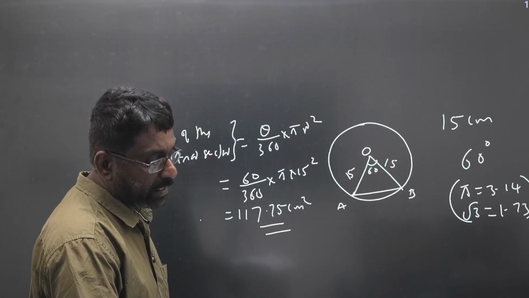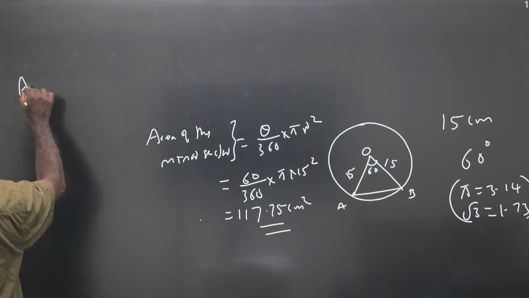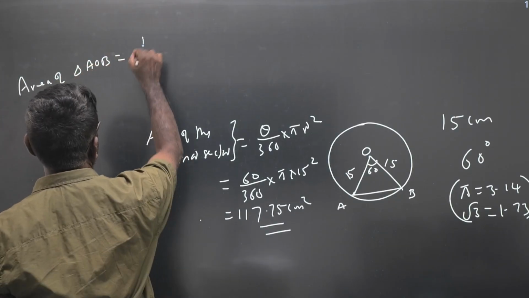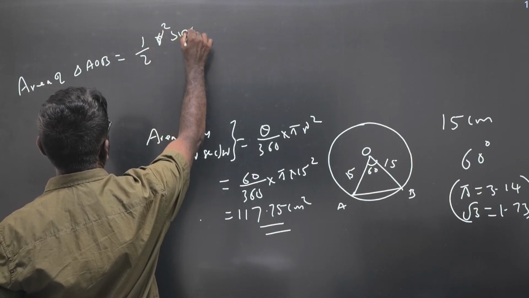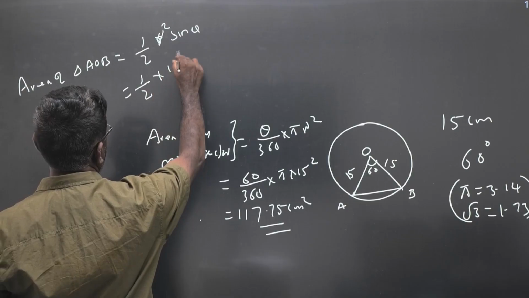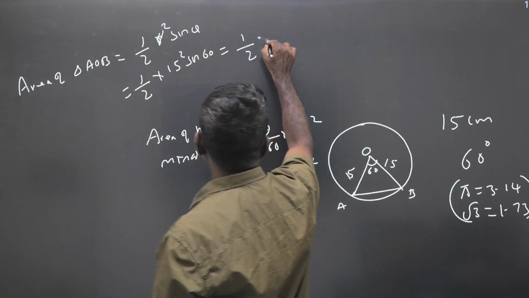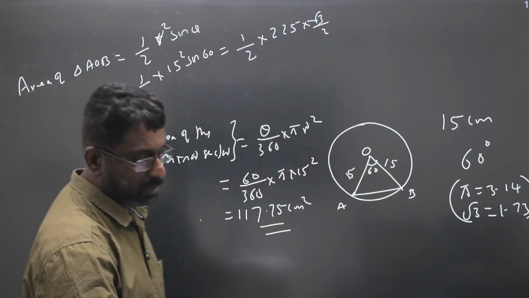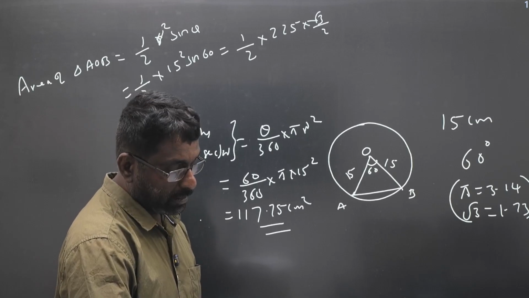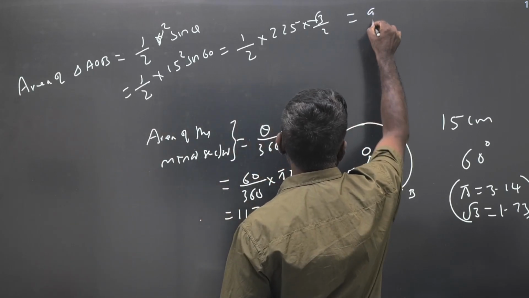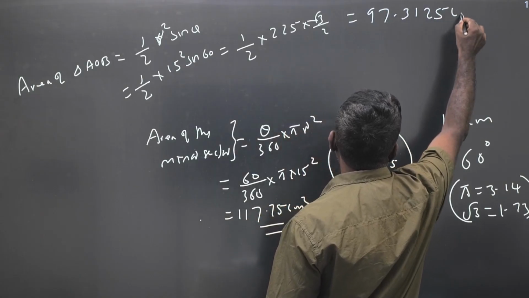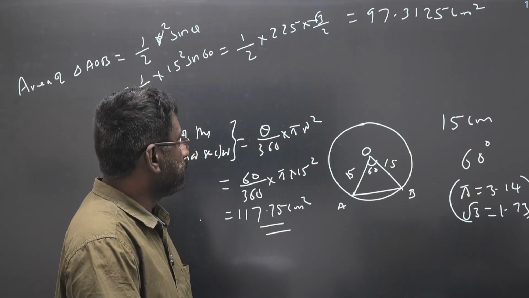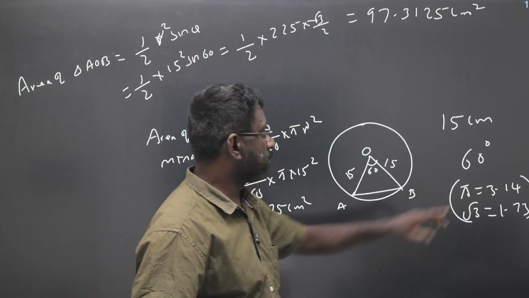Then area of triangle AOB. What is the area of triangle AOB? That is equal to half of r square sin theta. That is half of 15 square sin 60, that is half of 225 into root 3 by 2. Substitute 1.73 for root 3. After simplifying, you will get 97.3125 centimeter square.